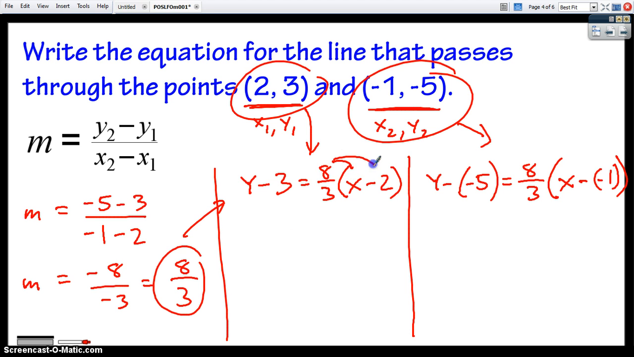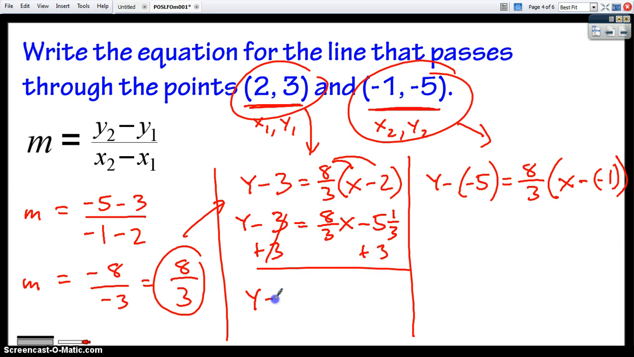If I do distributive property here, I get y minus 3 equals 8/3 x minus 16/3, which would be 5 1/3. And if I add 3 to both sides, I get this equation, y equals 8/3 x minus 2 1/3.